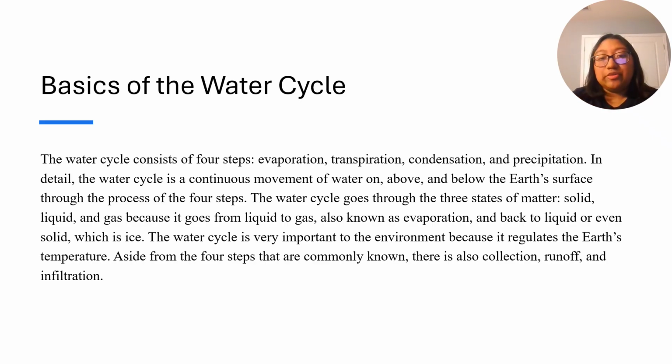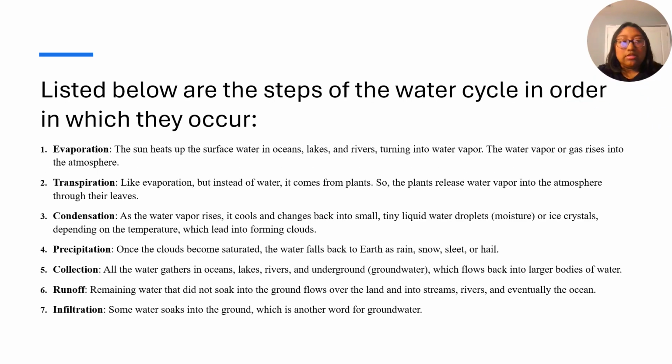The water cycle is very important to the environment because it regulates the Earth's temperature. Aside from the four steps that are commonly known, there is also collection, runoff, and infiltration. Infiltration is similar to groundwater. And we're going to go into details about each of the steps. Listed below are the steps of the water cycle in the order in which they occur.